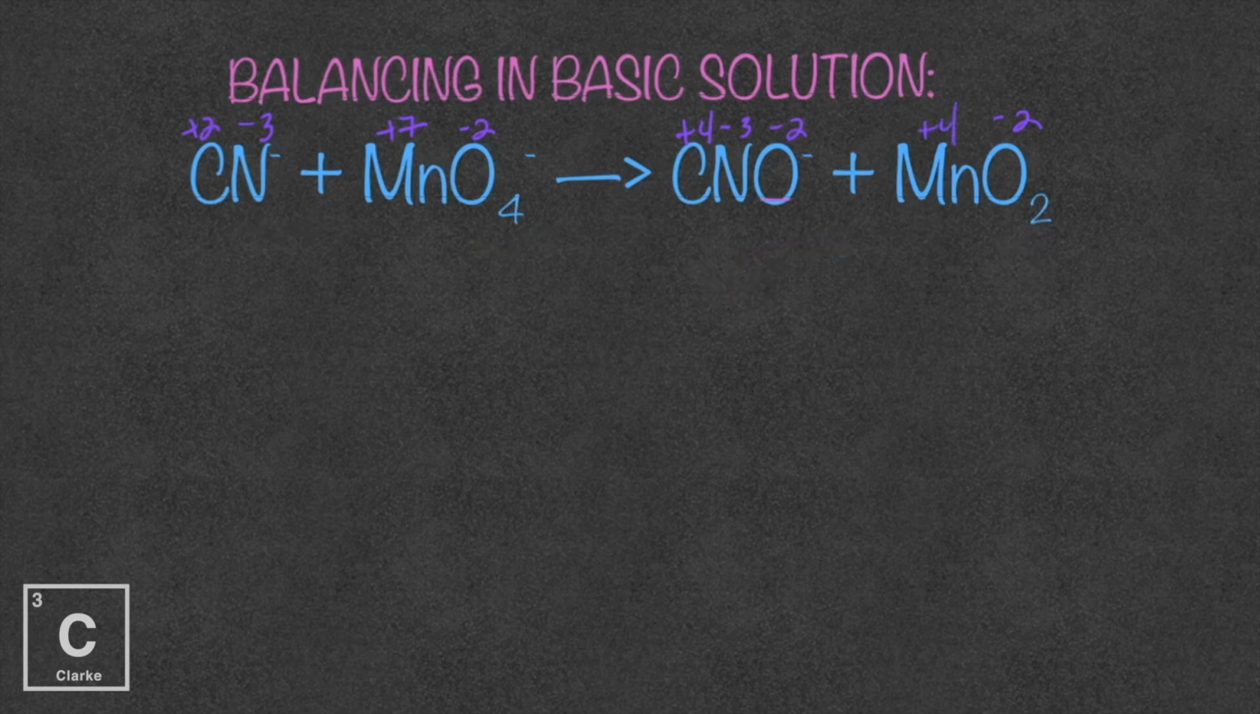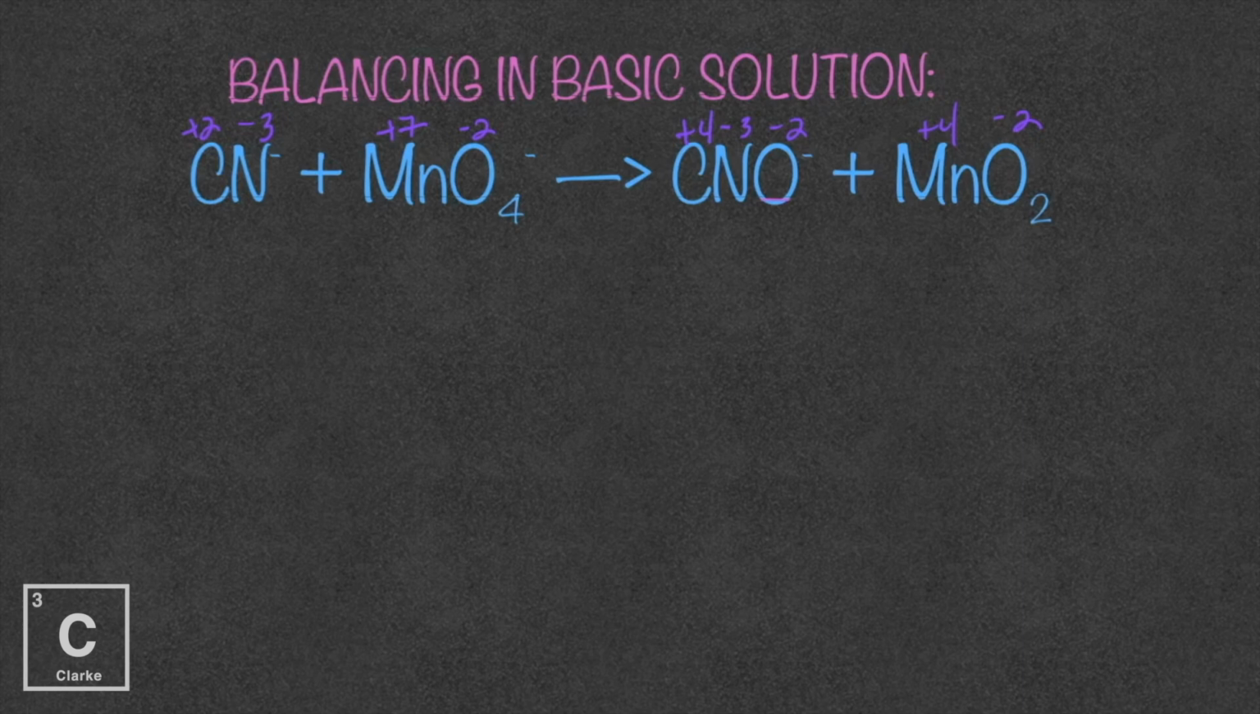Okay, so next let's take notes on what has happened. So let's go through this real quickly. Carbon went from a +2 to a +4. Nitrogen, -3, -3. Not really involved. Manganese, +7, +4. Oxygen, -2, -2. So we are looking at carbon and manganese.